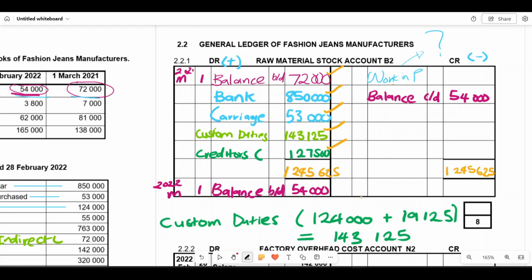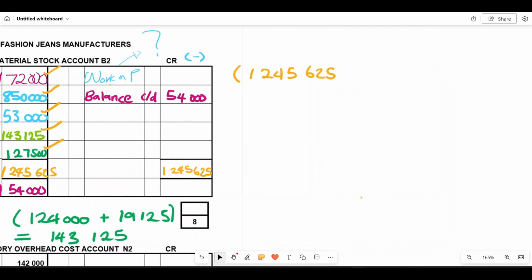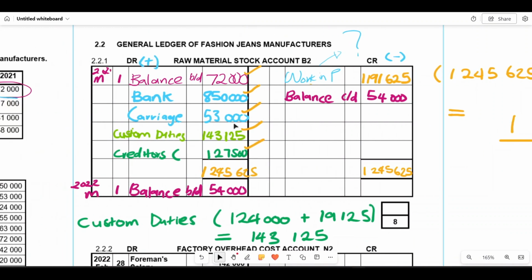All right. Now remember, I said this is going to be a balancing figure. The debit side needs to be equal to the credit side. So here, to find this work in progress amount, I would need to take the 1,245,625, and I would need to subtract the balance carried down of 54,000. Right. And now, if I do so, my work in progress should be equal to 1,191,625. And this is my balancing figure. Now, this is the cost of my raw materials that I'm going to transfer to my work in progress, right? Now, this is 1,191,625. And this would be your complete raw material stock account.